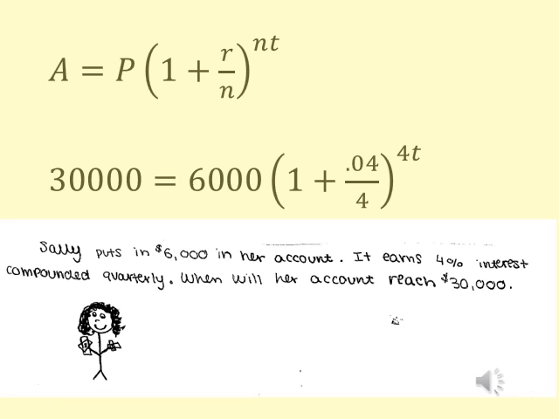And here we're going to have 30,000 equals 6,000, and then 1 plus 0.04 over 4 to the 4t power. There's some people like to simplify these things ahead of time, like 1 plus 0.04 over 4 is just 1.01. You could certainly do that if you wanted to, and there's no problem with it.